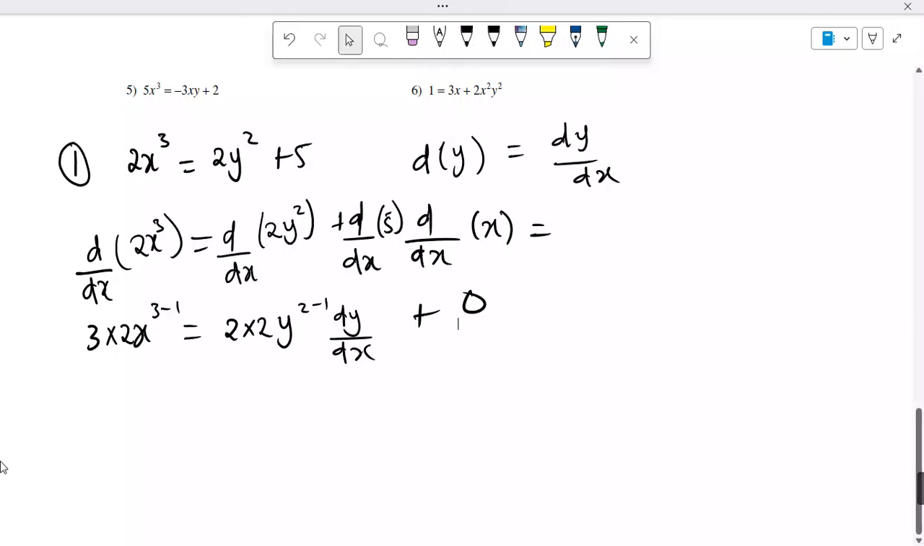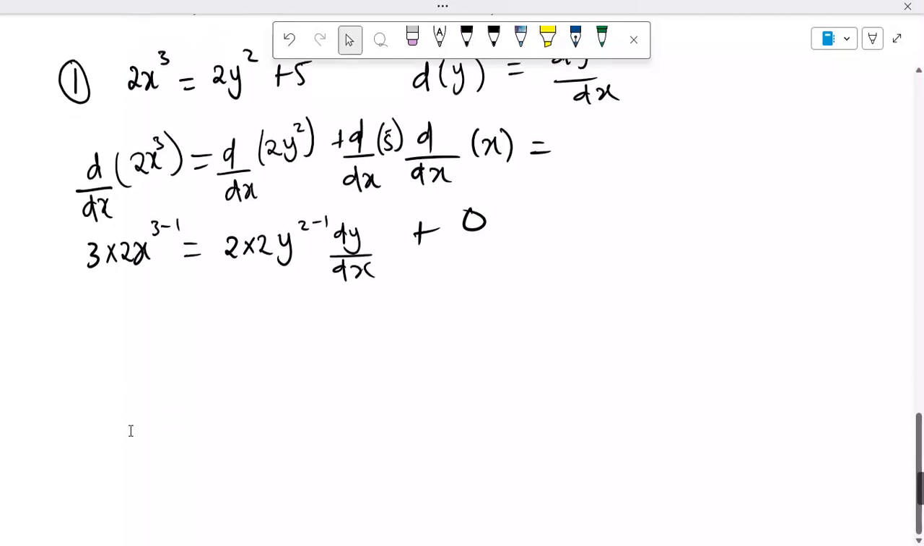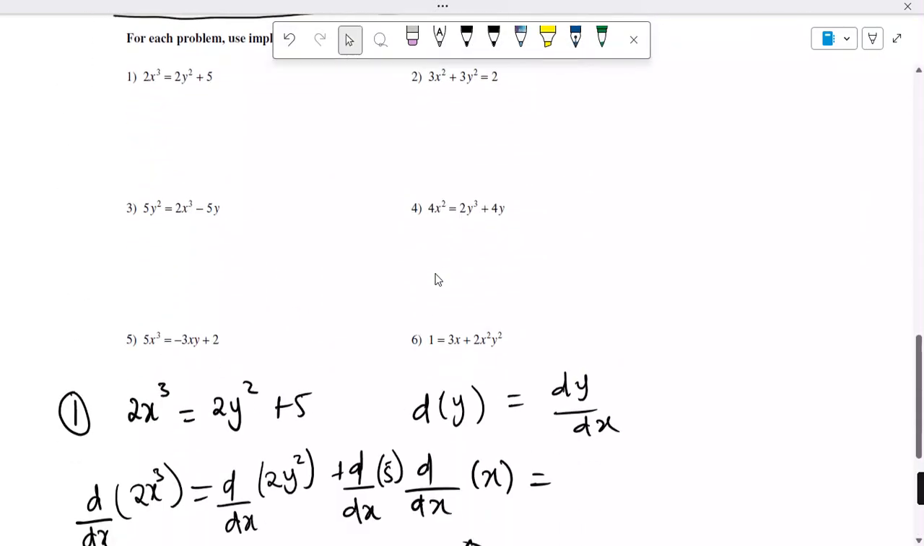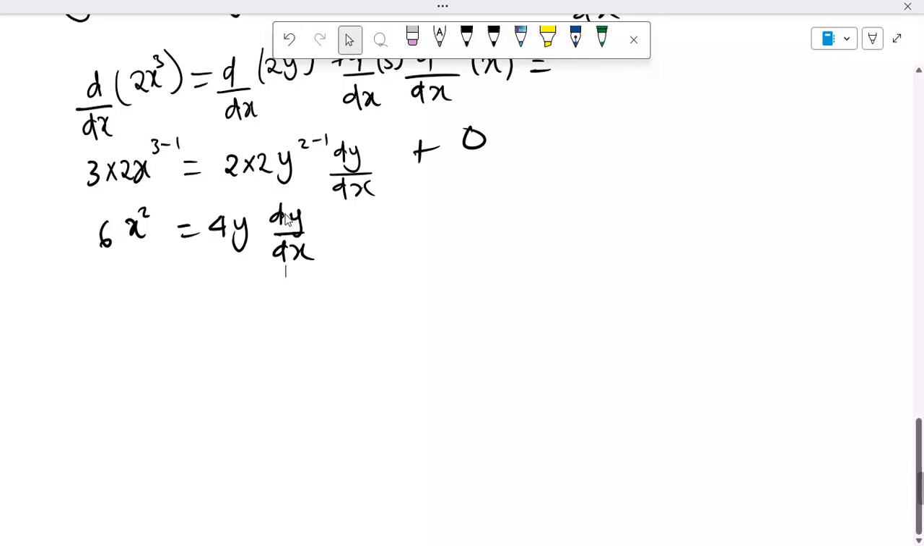Okay, so hope you guys have understood. So 3 by 2, which is 6, 3 minus 1 is 2, so x squared, equals 2 by 2, 4y to the power 2 minus 1, which is just y, dy dx. Okay, so now we want to find dy dx. That's what the question requires. Find dy dx in terms of x and y. Okay, so how do we get dy dx?